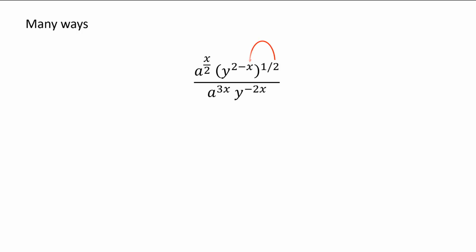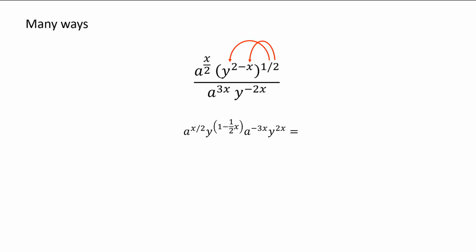You might want to distribute that 1/2 to this exponent on the y. And then you could also bring up from the denominator up into the numerator. You could bring the a to the 3x and the y to the negative 2x. When you bring them up to the numerator, you change the sign on the exponents. And you can do that with any factor in a fraction. If it's a factor of the whole numerator or the whole denominator, you can move it up or down and change the sign on the exponent.